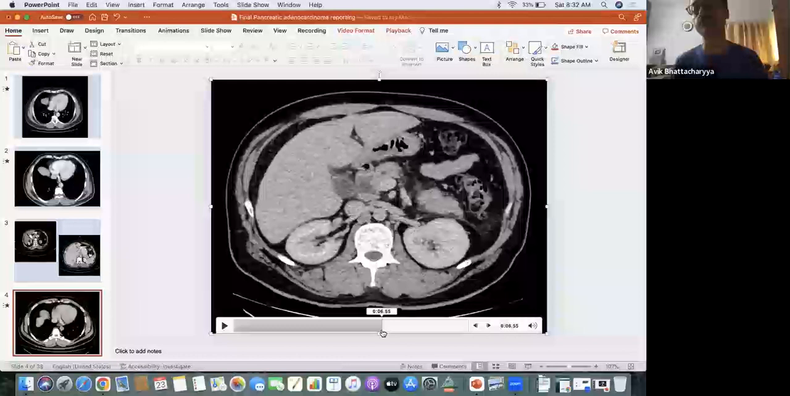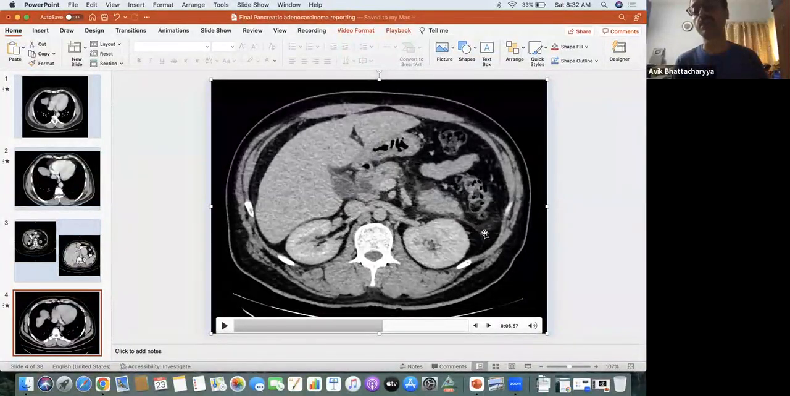See the thickening of the left anterior pararenal fascia. This is the lateroconal fascia. Those are thickened. Peripancreatic fat has got some streaky densities here, so fat stranding is there. That means some mild pancreatitis is happening in this patient. Some biliary obstruction is there. Some focal liver lesions are there.